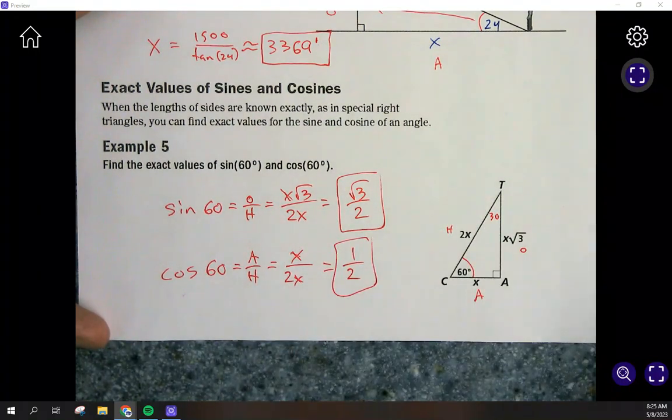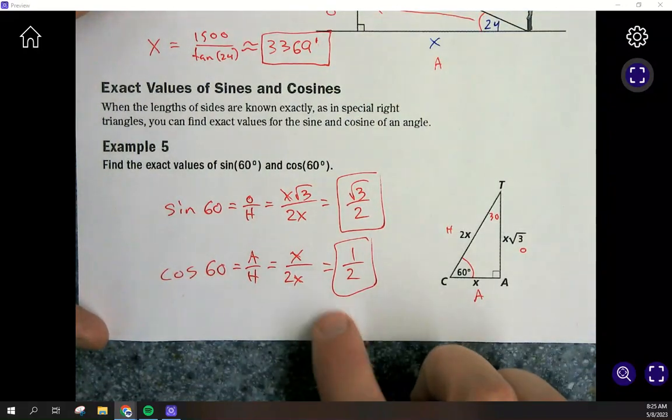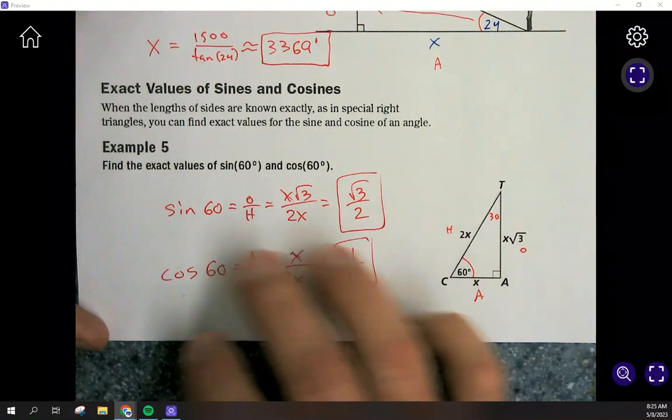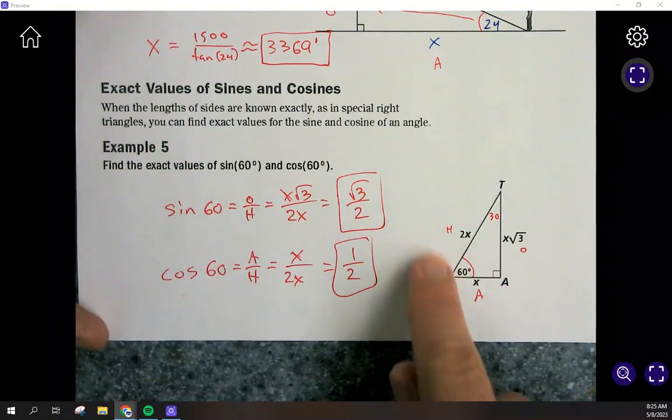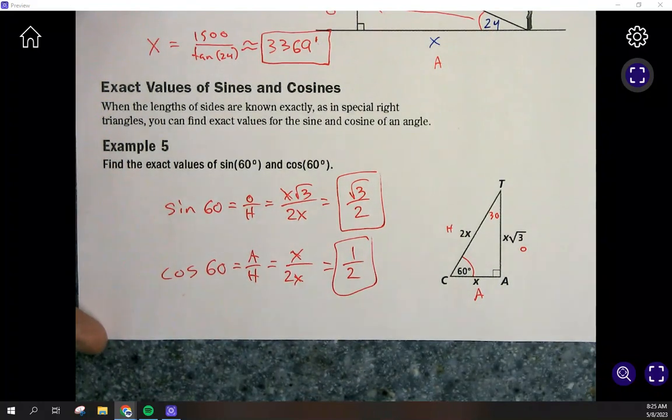And let's test it out real quick. If I do cosine of 60, I get 0.5, which of course then is the exact measurement that we have right here. So when I want to find an exact value, you're going to go ahead and set up the ratio and simplify. We're not going to give the never-ending decimal value.